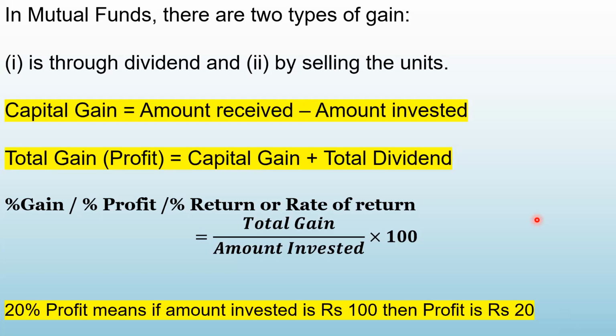Okay? Now that percentage, percentage is out of 100. Okay? So you can say that the amount invested can be different for different people. Okay, so if you give the profit in terms of percentage, it gives a clear picture. Okay, so 20% profit means if the amount invested is 100, then the profit is rupees 20.